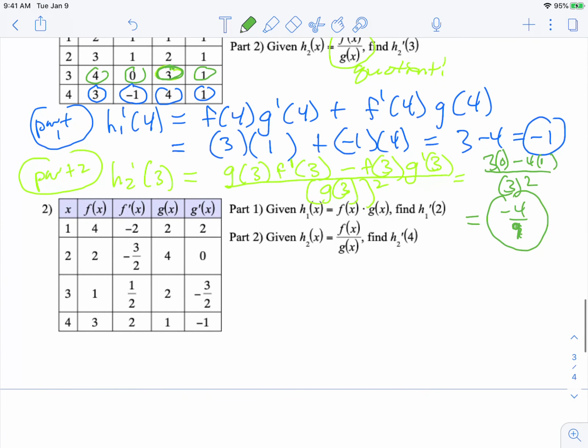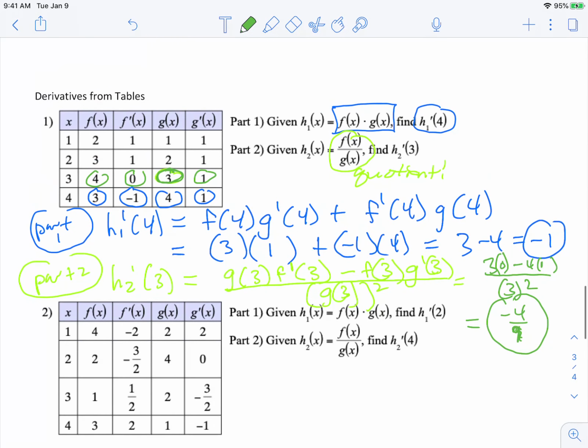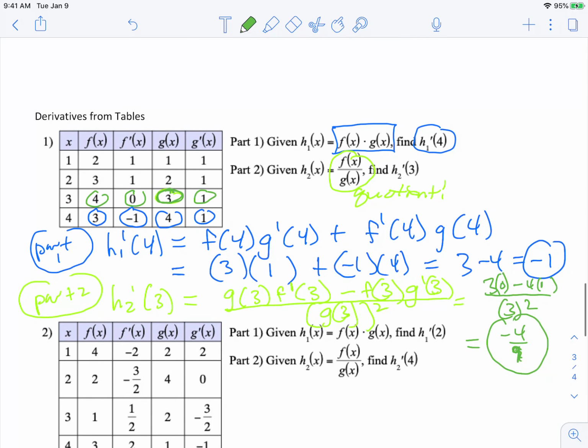Okay, problem 2 is essentially the same thing. You can try that for practice, but you have all the notes now, so you should be good to go.